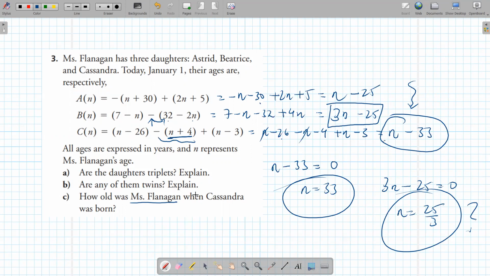Or maybe I messed it up. No, I messed it up. Negative, negative, how did that? This should have been a 2. This should have been an n. Yeah, there we go. So there are twins.